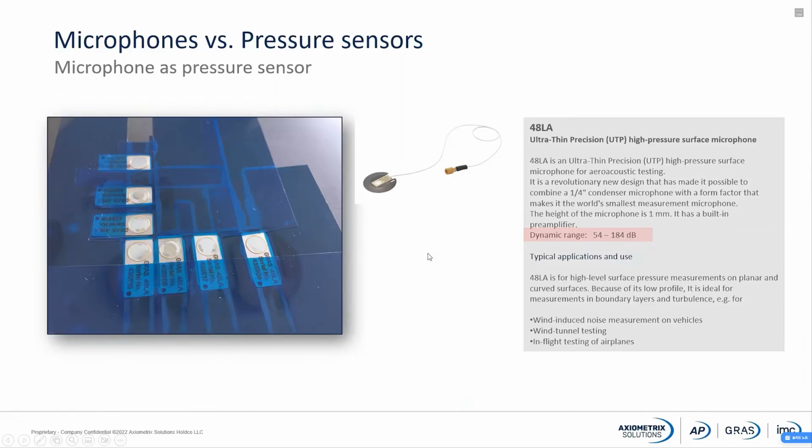So now you have actually solved this task in two different ways. You have taken either the pressure sensor from Q-light, or you have taken a very thin microphone, and you do exactly the same type of measurement.